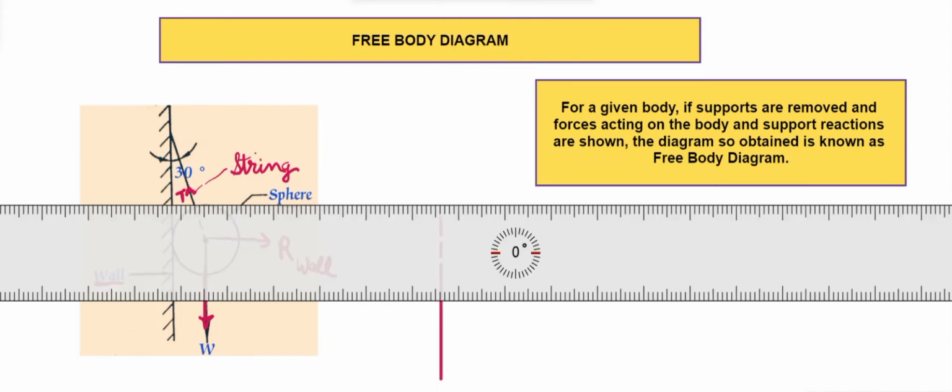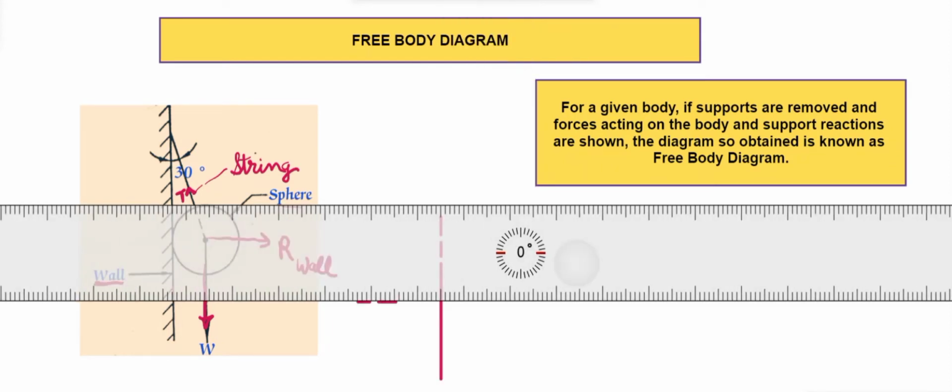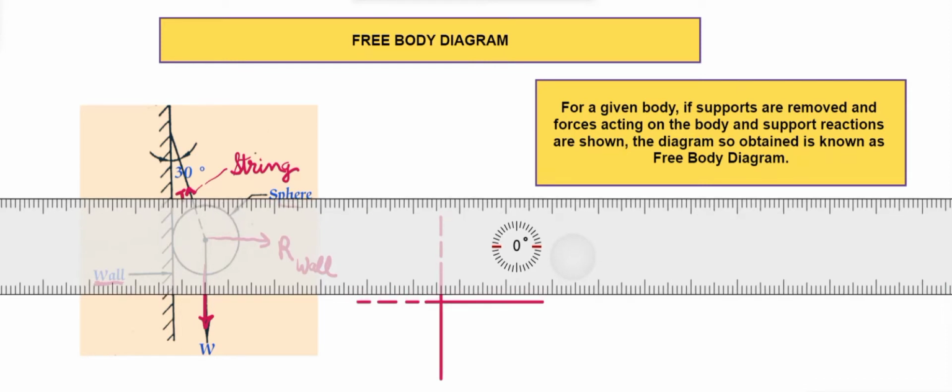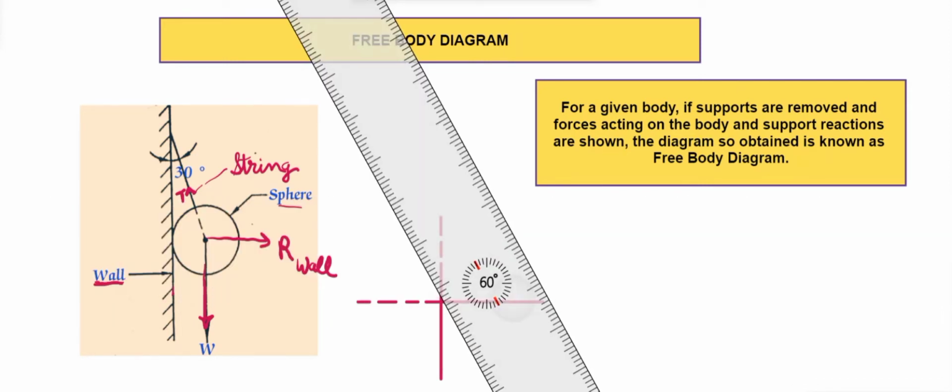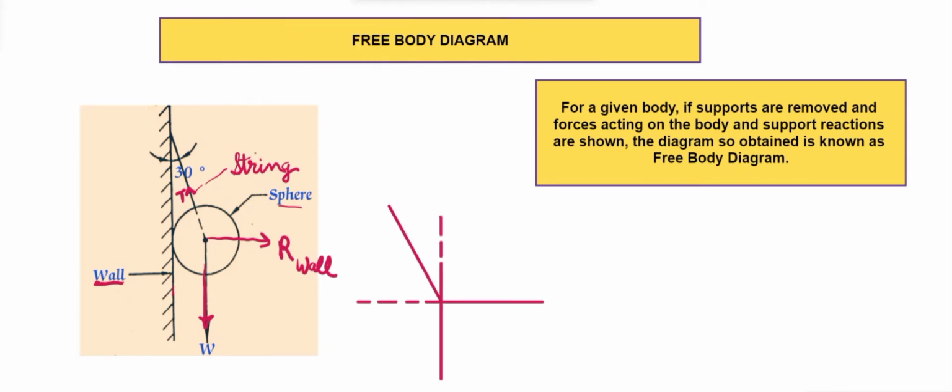Draw a horizontal and a vertical line, and we'll also draw an inclined line because the string is suspended at an angle of 30°. Now we'll show our reactions. Here tension is acting, in the downward direction weight, and here it will be the reaction from the wall. This is how we draw the free body diagram from the system which is given to us.